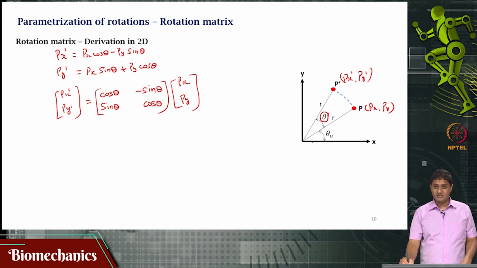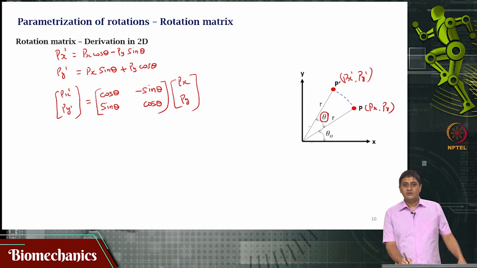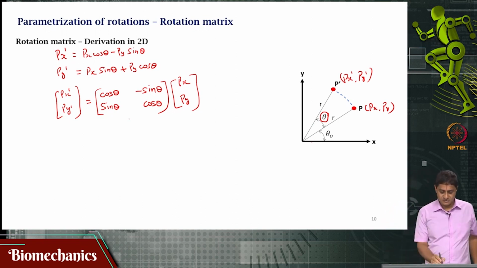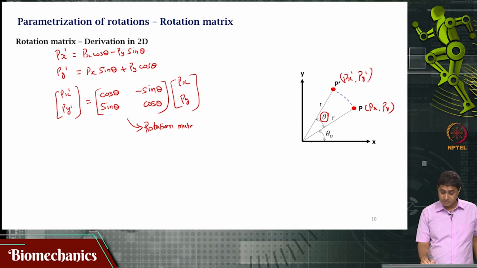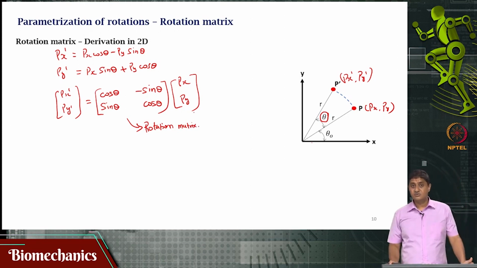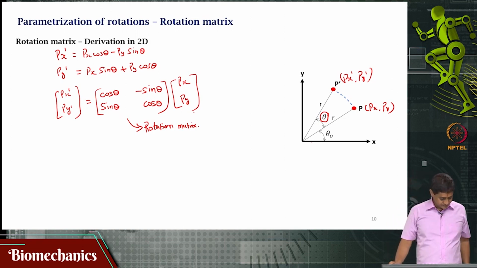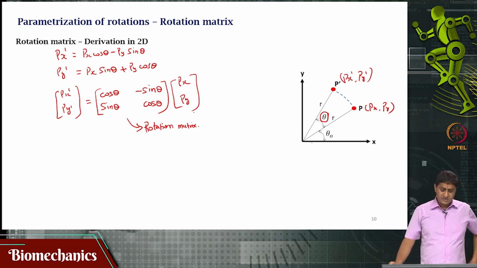So, to find the coordinates in the new frame, I need to just multiply by the rotation matrix, which is this. This is the rotation matrix. It has some interesting properties that we can exploit to simplify much of our analysis. This is in 2D. What does this imply? What is the meaning of this rotation matrix? What is the physical meaning? There must be some physical meaning for this, right?